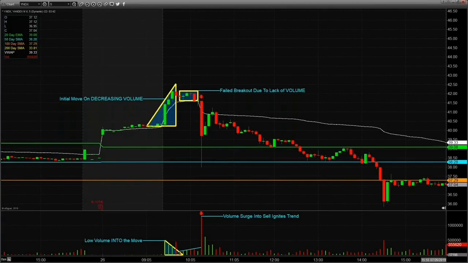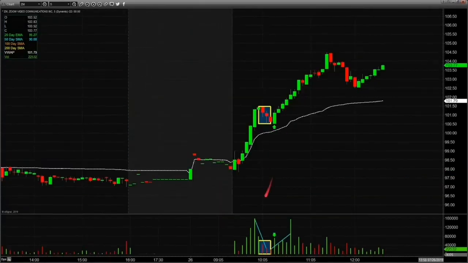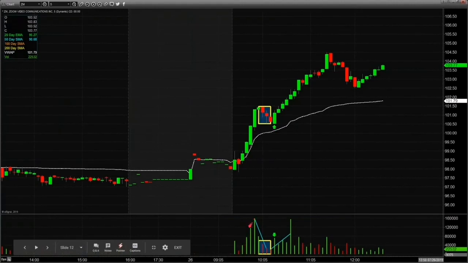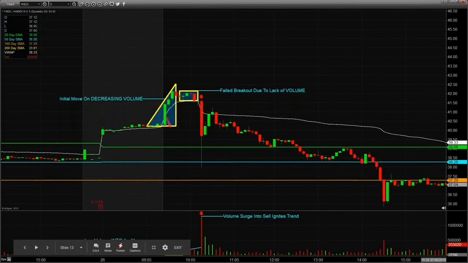Sure, it happens sometimes. Is it predictable? A lot less so than ones where we have the volume on the initial move. So you can see that you have low volume into the initial move, or it's declining. It's not supporting the move, just like the trade you just saw, where you have volume supporting the move. On this trade, you have volume decreasing into the move. So that's my first red flag to tell me that this may not be worth watching.